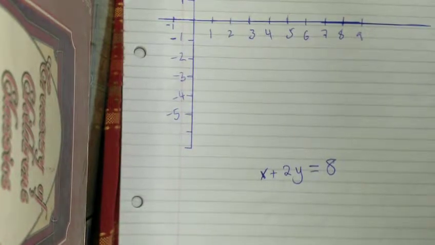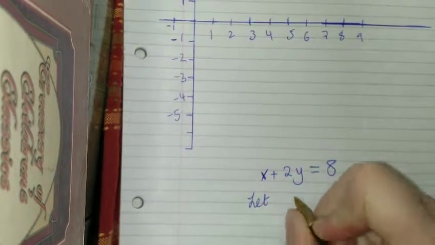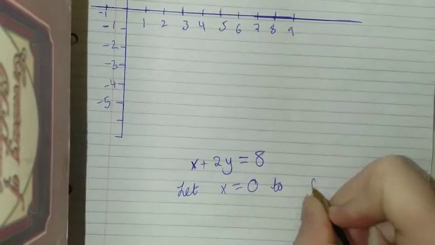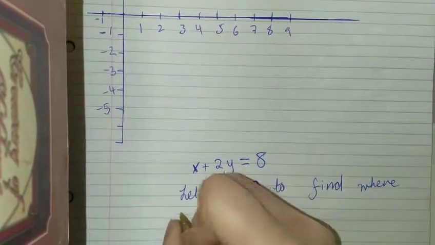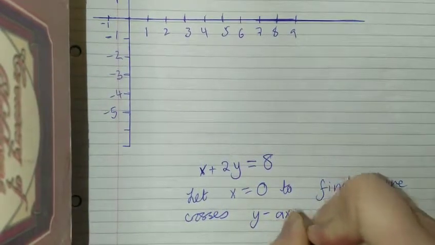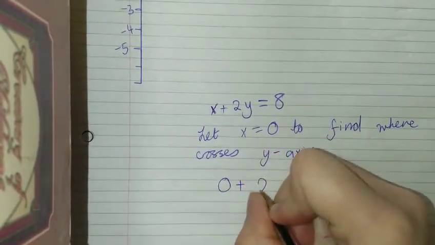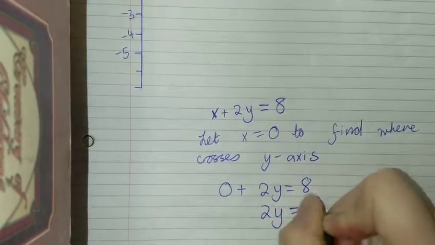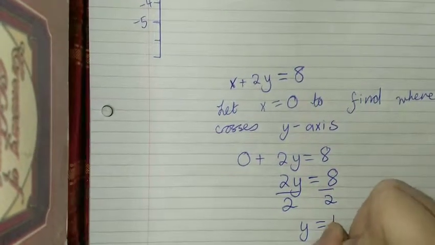If I'm to get the point where it crosses the y-axis, I can let x equal 0. Because it's going to be a straight line, I only need 2 points. On the y-axis, x is going to be 0. So 0 plus 2y is equal to 8. So 2y is equal to 8. I can divide both sides by 2. So y is equal to 4.